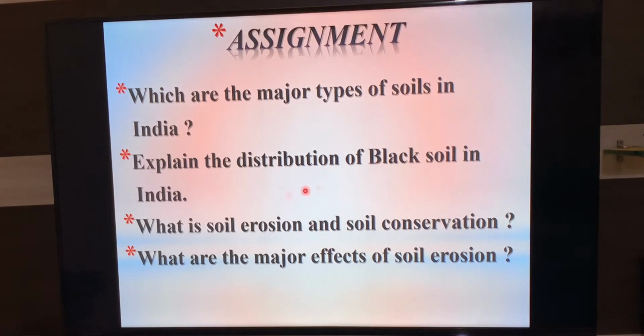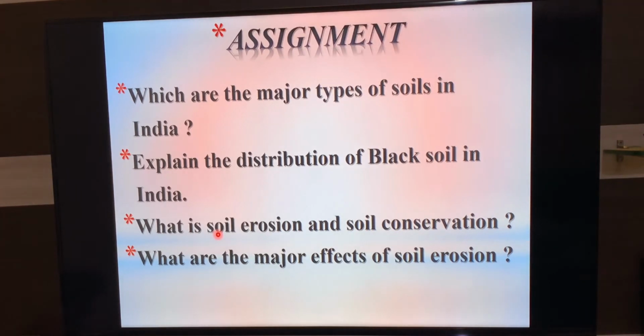Next we will learn about what is soil conservation. Soil conservation means soil erosion and soil conservation. Soil erosion refers to the removal of topsoil by natural agents. This is called soil erosion. Now what does soil conservation mean? Protection of soil from erosion and preservation of fertility of soil is called soil conservation.